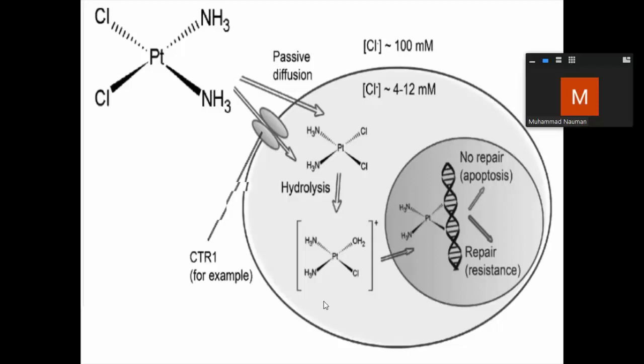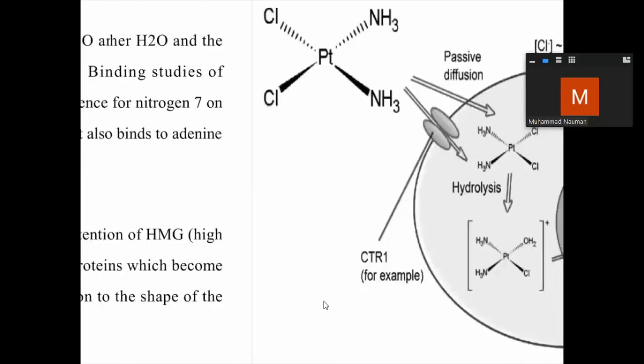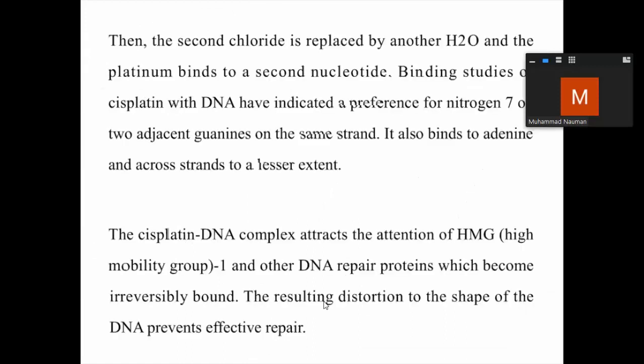So now the theory: the second chloride is replaced by another water molecule, and the platinum binds to a second nucleotide. Binding studies of cisplatin with DNA have indicated a preference for nitrogen 7 on two adjacent guanine bases of the same strand. It also binds to adenine and across strands to a lesser extent. The cisplatin-DNA complex attracts the attention of HMG, high mobility group proteins, and other DNA repair mechanisms, which become irreversibly bound. The resulting distortion to the shape of the DNA prevents effective repair. So this is a table.